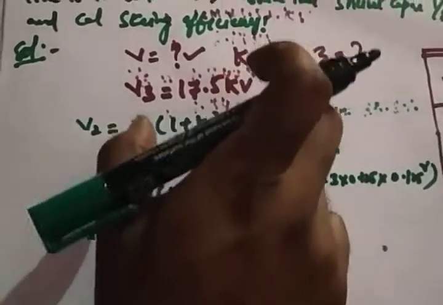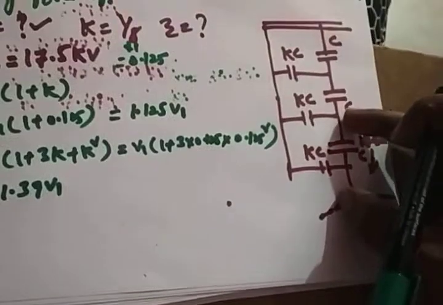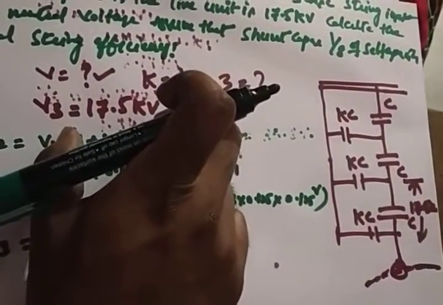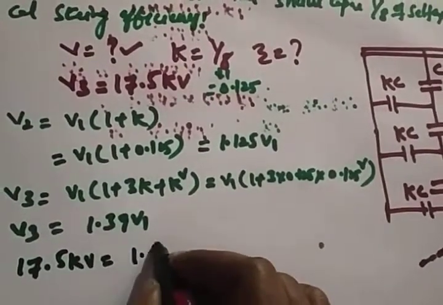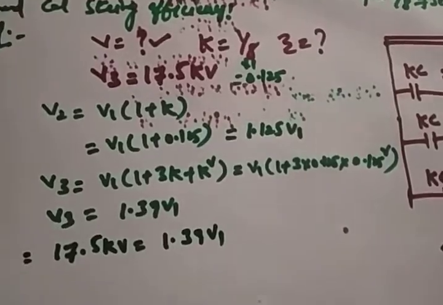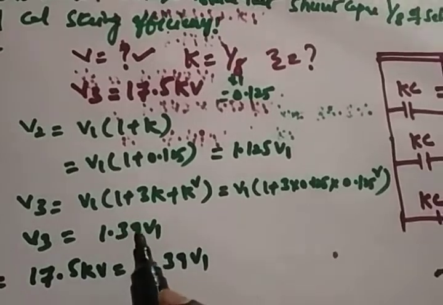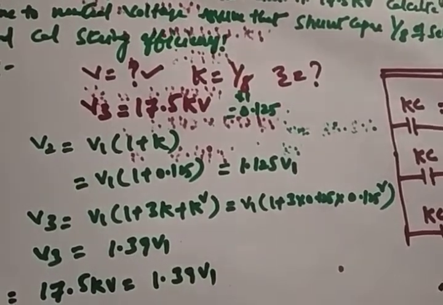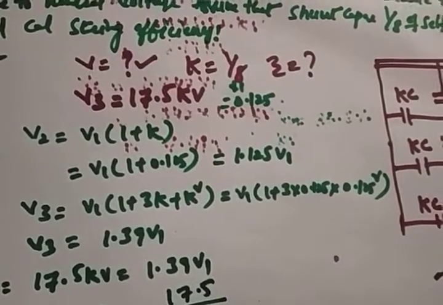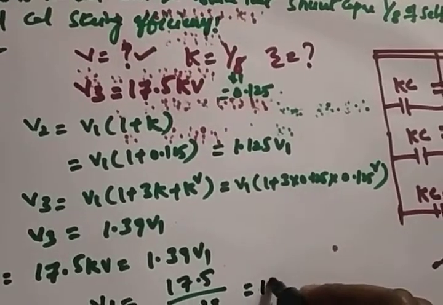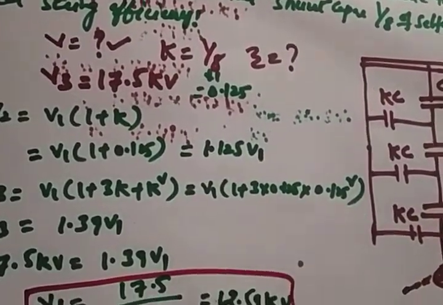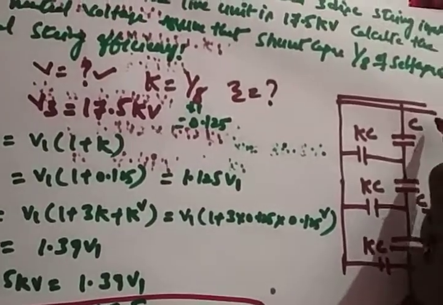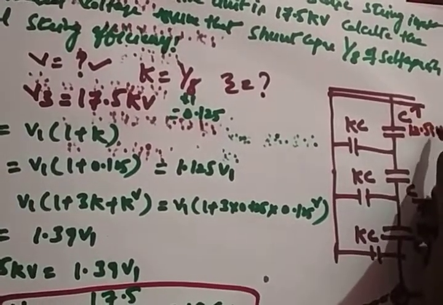Now the problem gives the value of V3, the voltage nearer to the line. V3 is given as 17.5 kV. Then substitute: 17.5 kV is equal to 1.39 V1. So from that, what is V1? 17.5 by 1.39, so you will get 12.59 kV. You got the value of V1. V3 is given, so V1 is 12.59 kV.